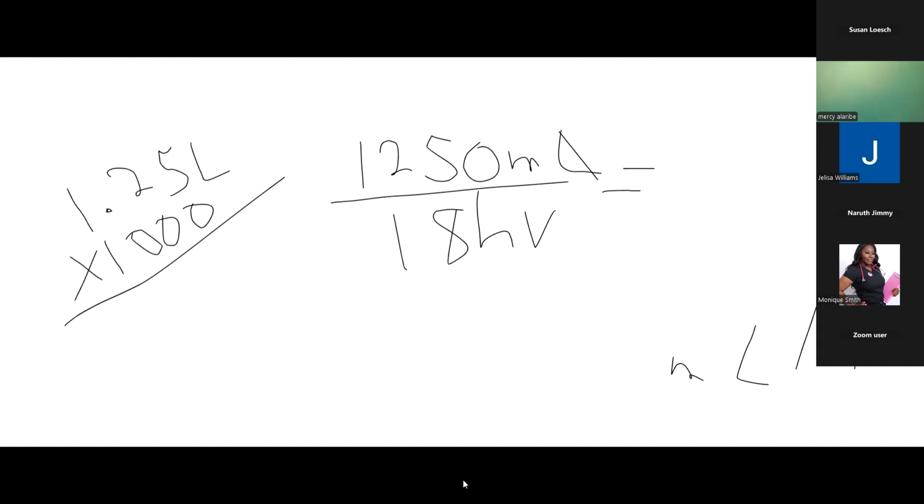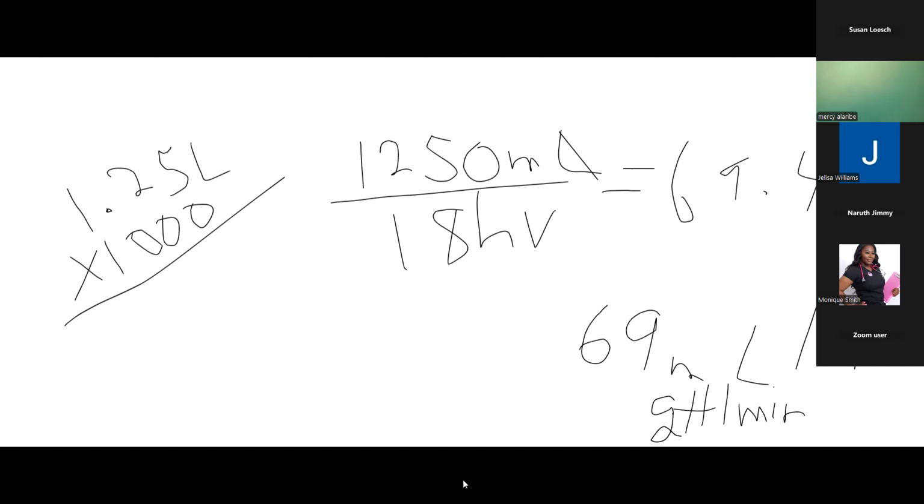And that gave us 69.4. Is that what you got? Yes. Okay, and likely they're going to tell you to round that to a whole number. So what would that whole number be? 69. So that's your milliliters per hour, okay? Now for the next question, they want drops per minute. Okay, so here we have GTT per minute.